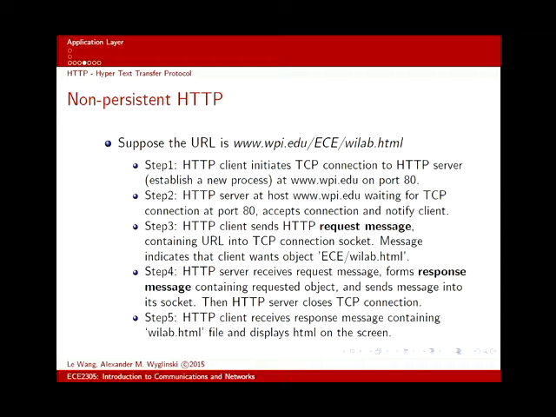So the difference between this and persistent is that you don't have the closed connection. It continues, right? So then the client says, I want another object. And then I would send another request message saying, now I need this object. Okay, here you go. And then it continues on until there's an explicit request to close the connection.